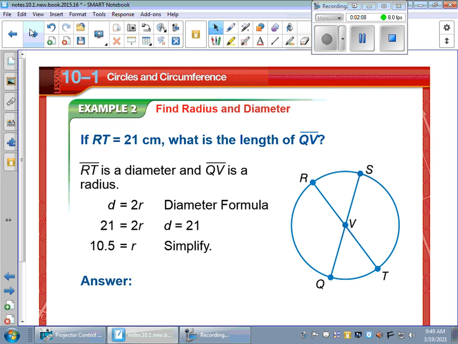If they give us RT, RT is a diameter. It's a chord that goes through the middle. They want the length of QV. QV is half of that, so you're just dividing by 2. And again, all of these are the same measure. This is the same as this, which is the same as this, which is the same as that. And again, I'm talking from here to here. Those are all radii. Those are all the same distance.